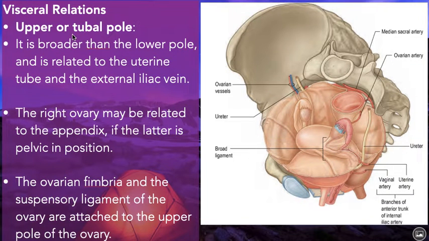Now, coming to the visceral relations, the upper or the tubal pole is broader than the lower pole, related to the uterine tube and the external iliac vein. The right ovary may be related to the appendix if the latter is pelvic in position. The ovarian fimbria, as you can see over here, and the suspensory ligament of the ovary are attached to the upper pole of the ovary.